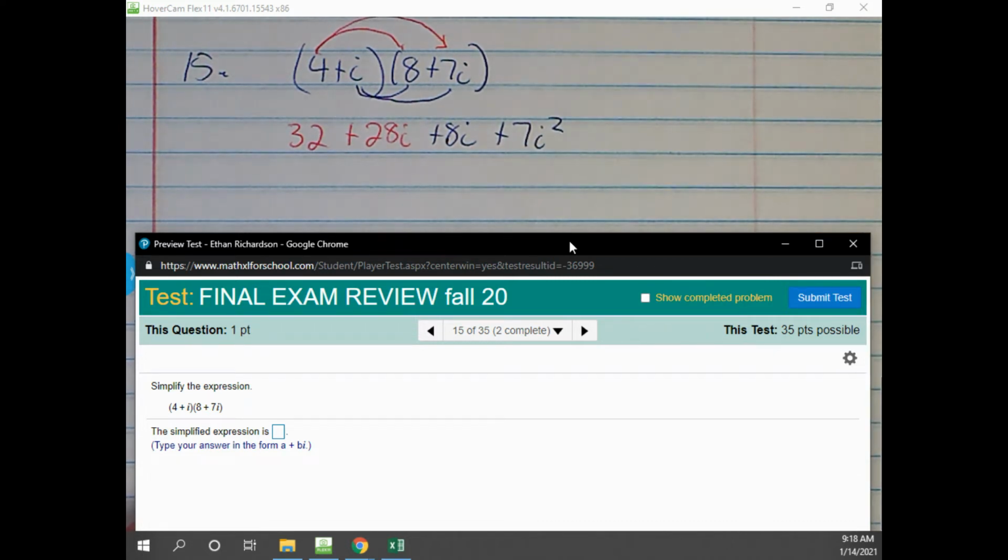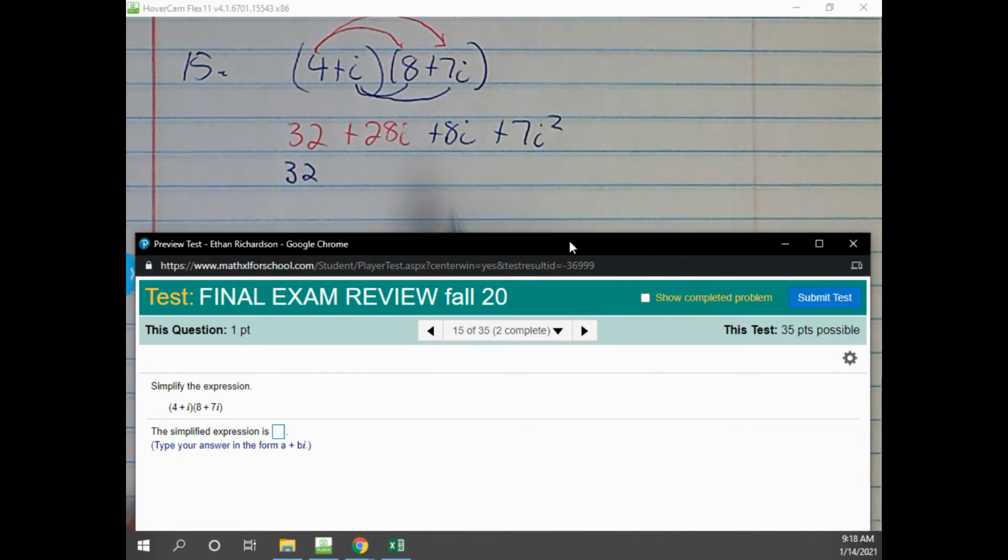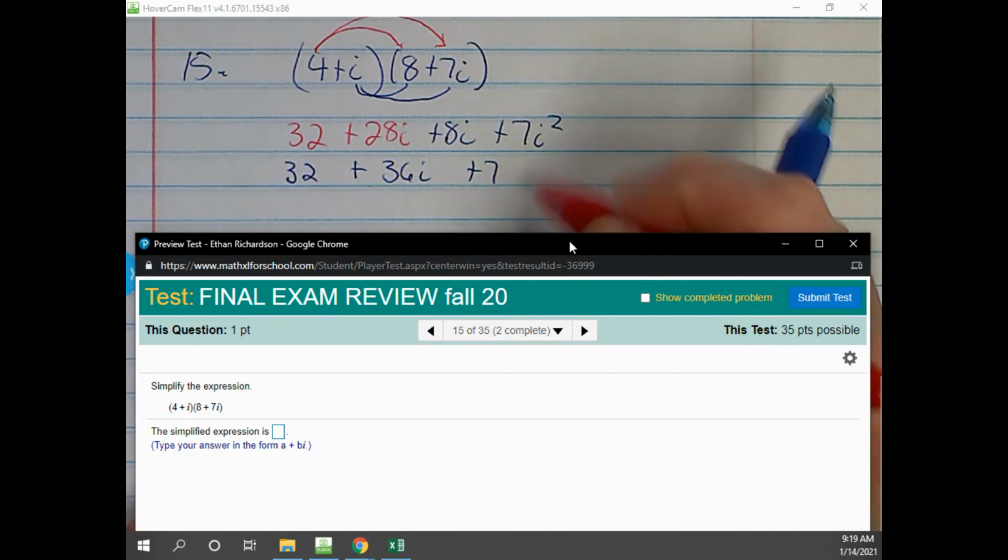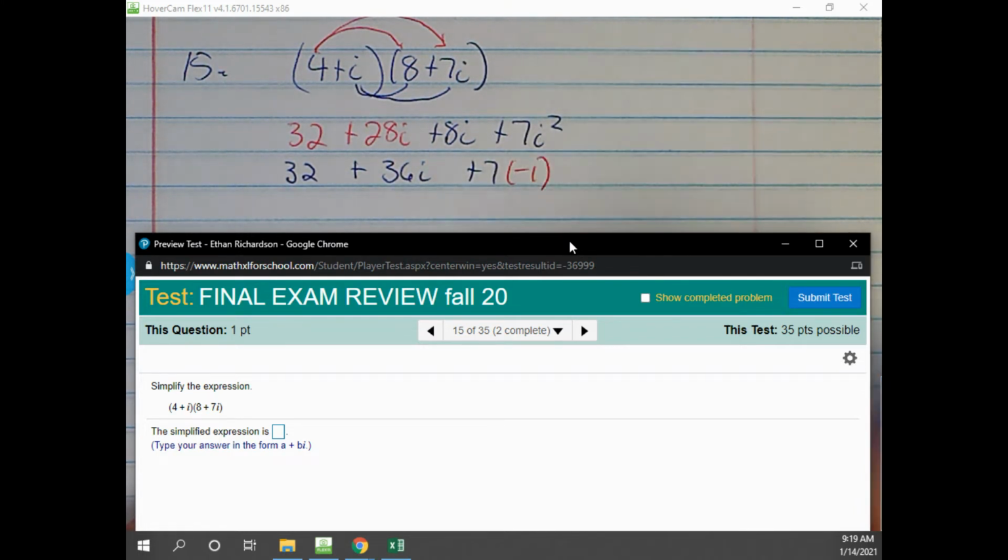Okay, and then two things to do here. First thing is, the 32 is good where it is. You're going to have these two numbers in the middle that you'll either add or subtract. Since they're all positive, you're just going to add these two together, make that 36i. And the last thing that sometimes people forget is that when you have i squared, you've got to take out the i squared and replace it with -1.